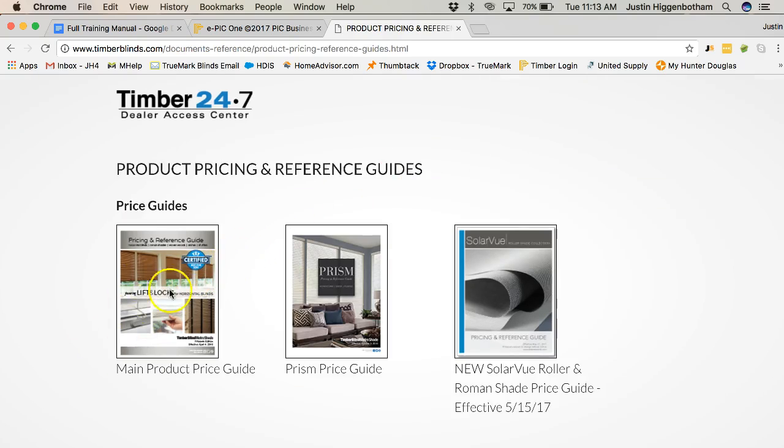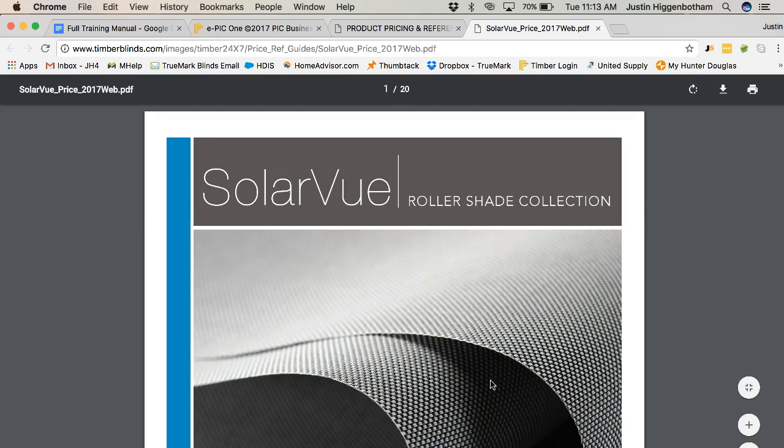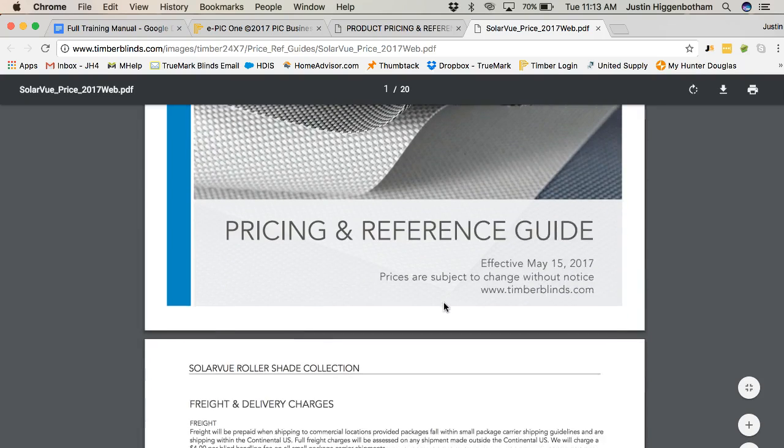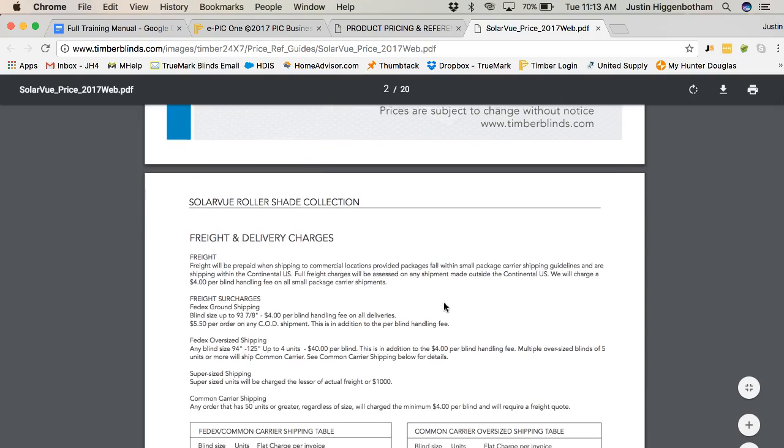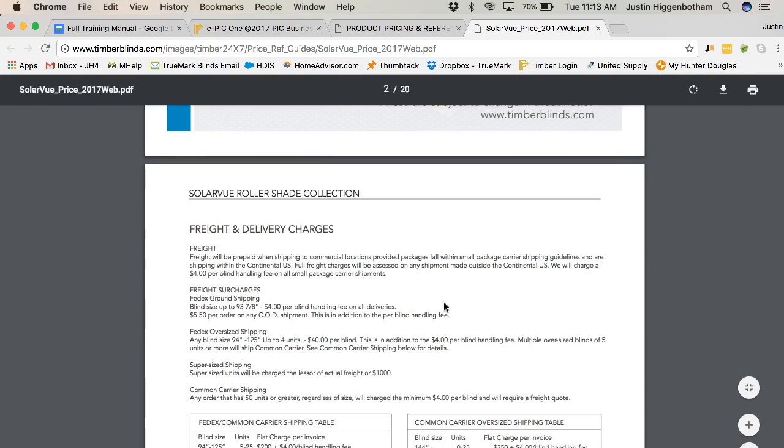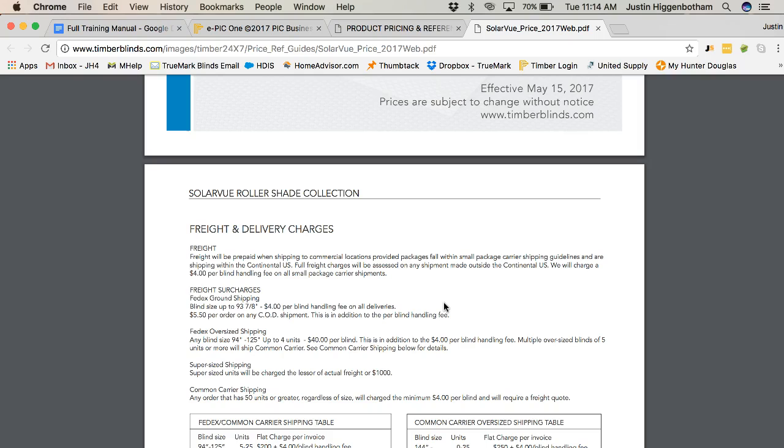This one we use if we ever do metal blinds or a couple other different products. But most of our business is going to be in the Prism price guide and the SolarVue roller and Roman shade price guide. Because this is the one we use the most, I'll click on this and show you how these work. You're going to get to know these a little bit better, but being able to go through these and understand them is really helpful to all of us.